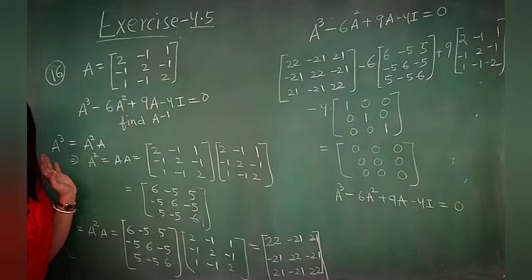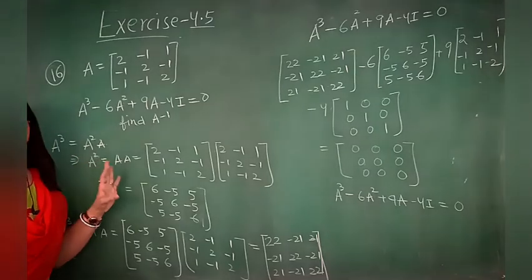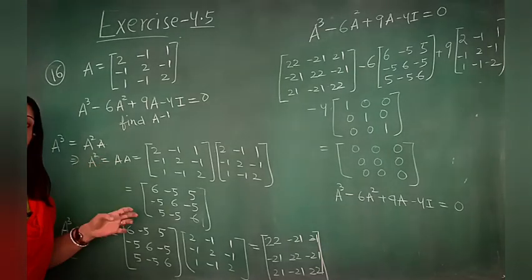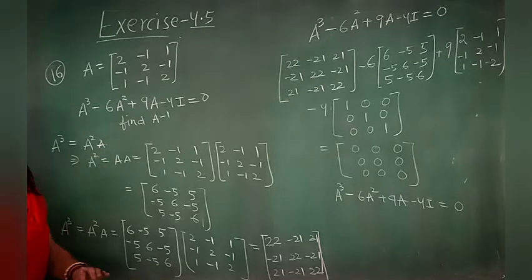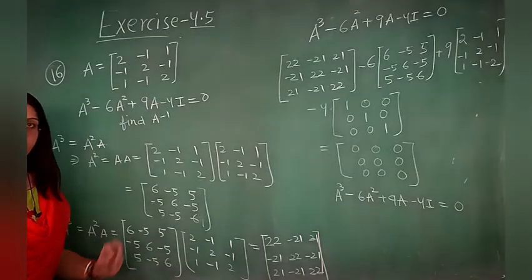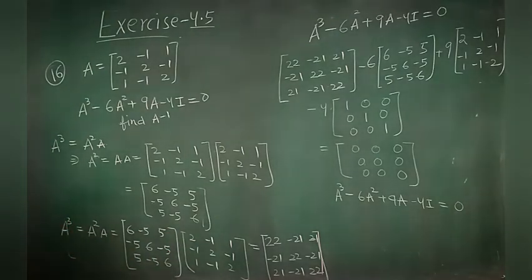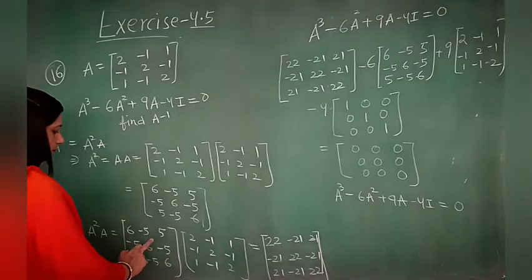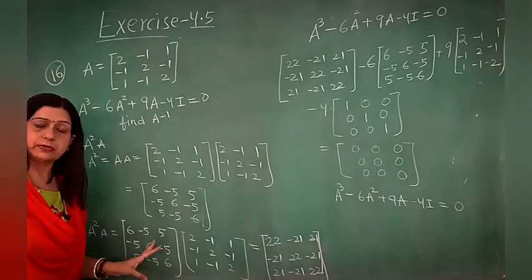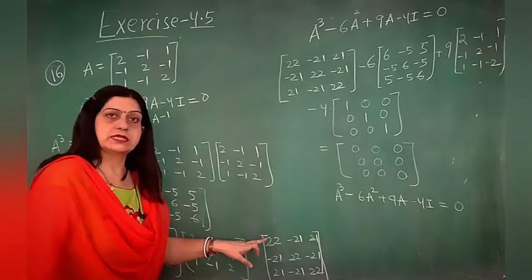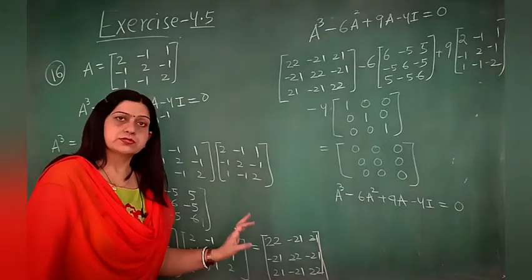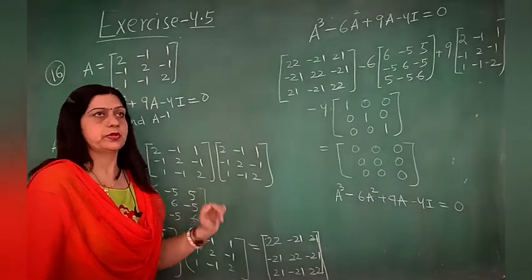Now next you have to find A cube. So A cube will be equal to what? A cube is equal to A square into A. So A square into A is equal to this. So after finding the multiplication of A square with A, we get this matrix. So this is our A cube.